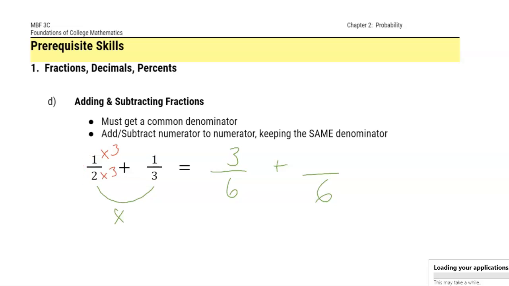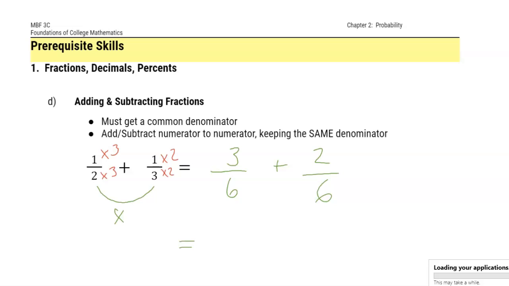So now I'm going to repeat the same process with my other fraction. I say, well, what did I need to multiply 3 by to get 6? So 3 times 2 will give me 6. And I'm going to do the same thing to my numerator, which will give me a numerator of 2 on that second fraction. I have my common denominator, I'm pretty much set to go, right?